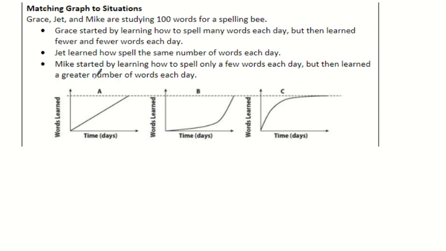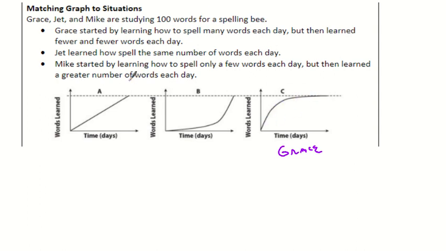So Grace started by learning how to spell many words each day, but then learned fewer and fewer words each day. She started off super strong, and then she got worse and worse in how many words she learned. Well, that would be this graph right here. She started off increasing by a lot, learning a lot each day, but then she started to not learn very many. She started off strong and then slowed down later on.